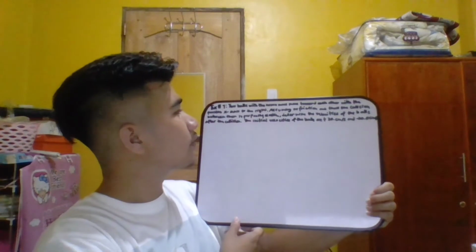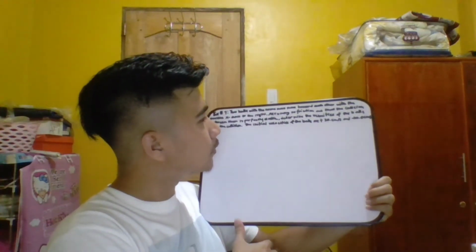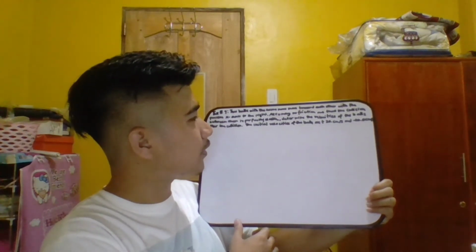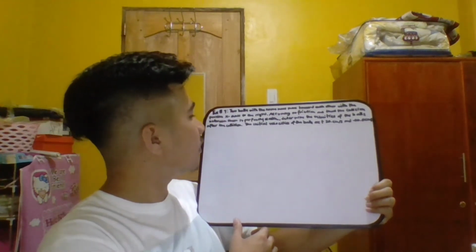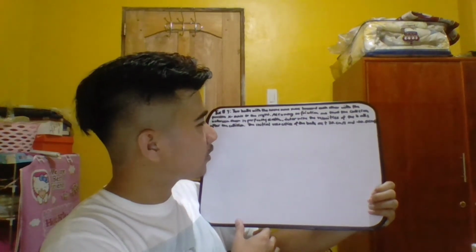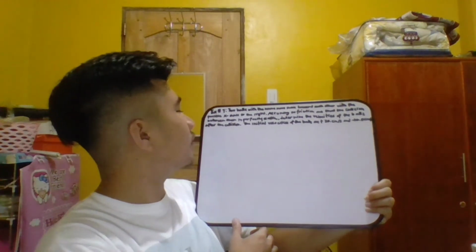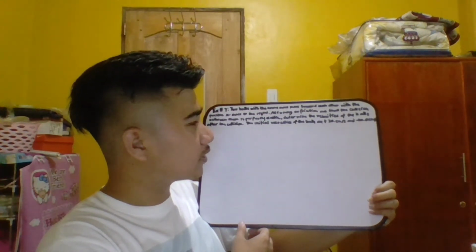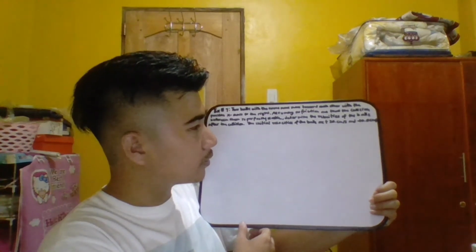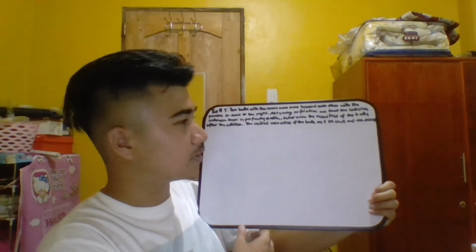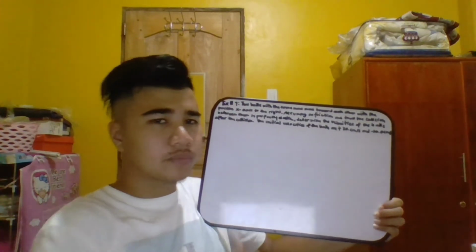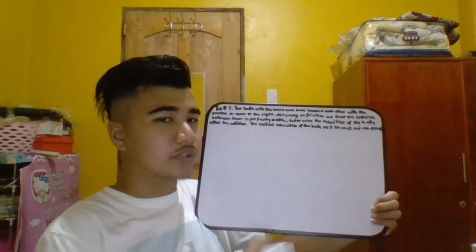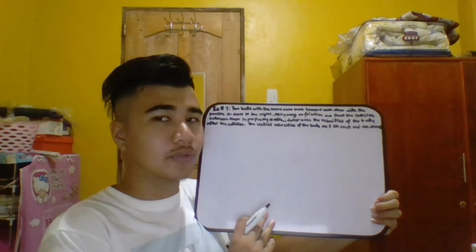Sample number 1. Two balls with the same mass move toward each other, with the positive x-axis to the right, assuming no friction and that the collision between them is perfectly elastic. Determine the velocities of the balls after the collision. The initial velocities of the balls are positive 30 cm per second and negative 20 cm per second. The solution of this problem is a matter of solving two equations. Number 1, the conservation of momentum, and number 2, the conservation of energy.